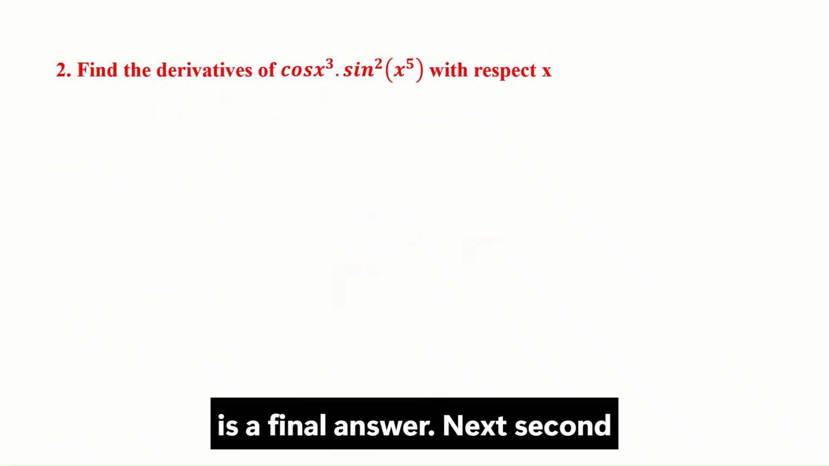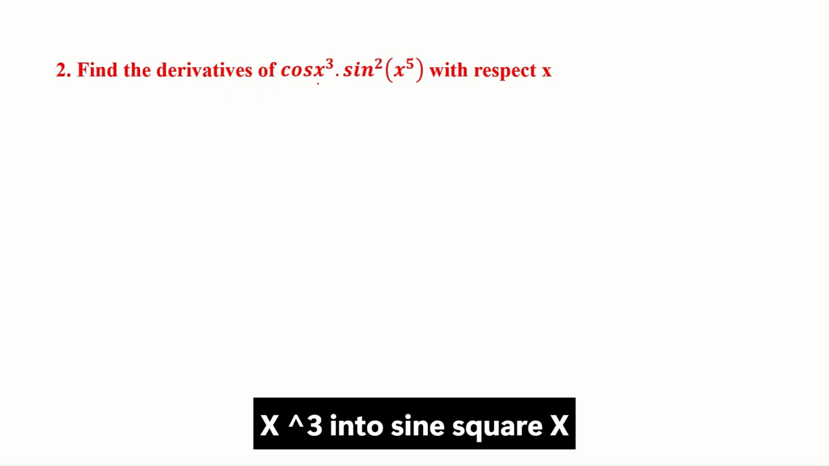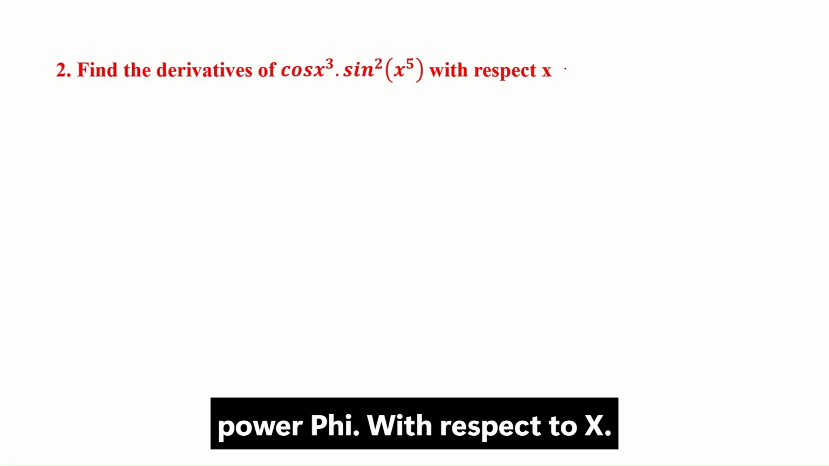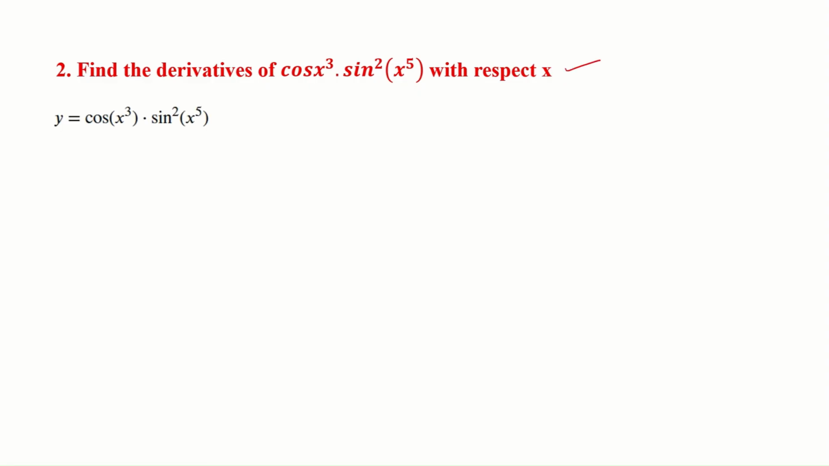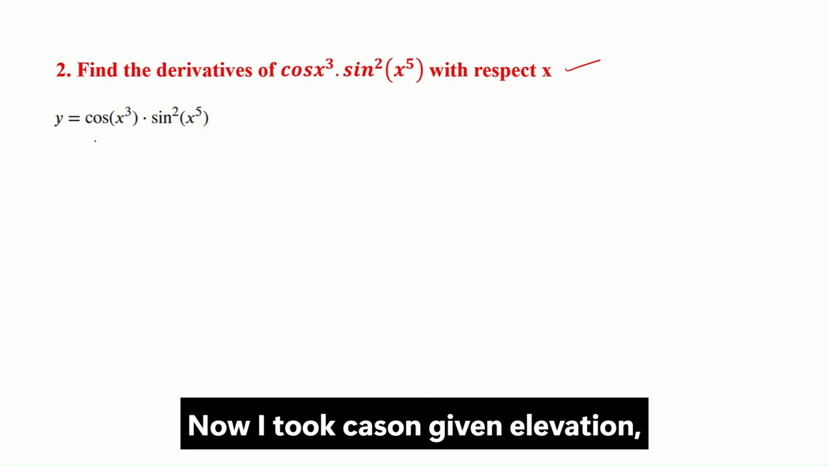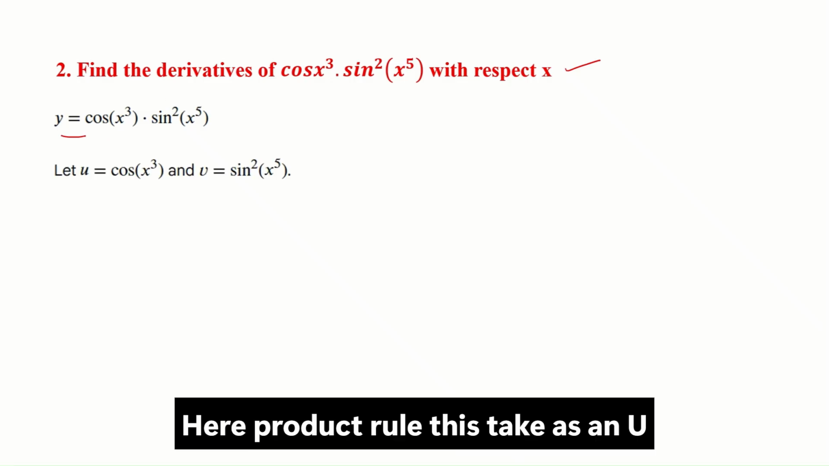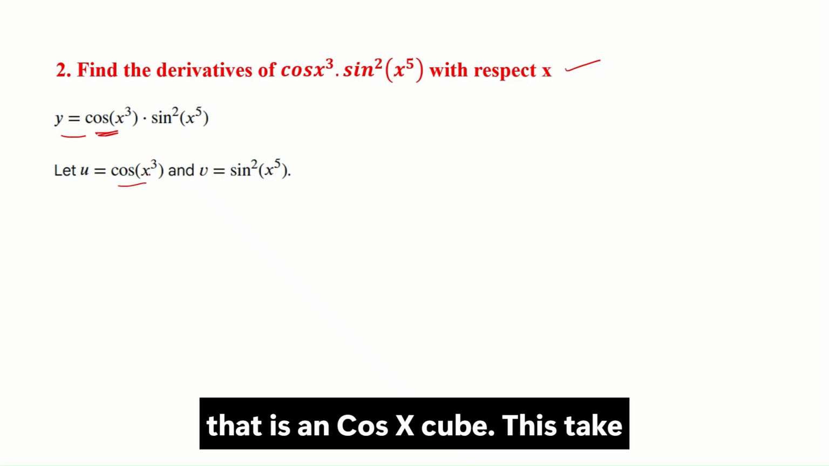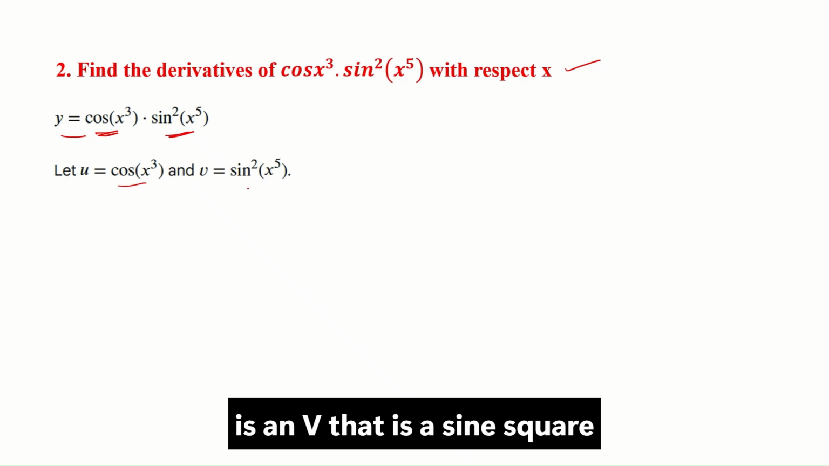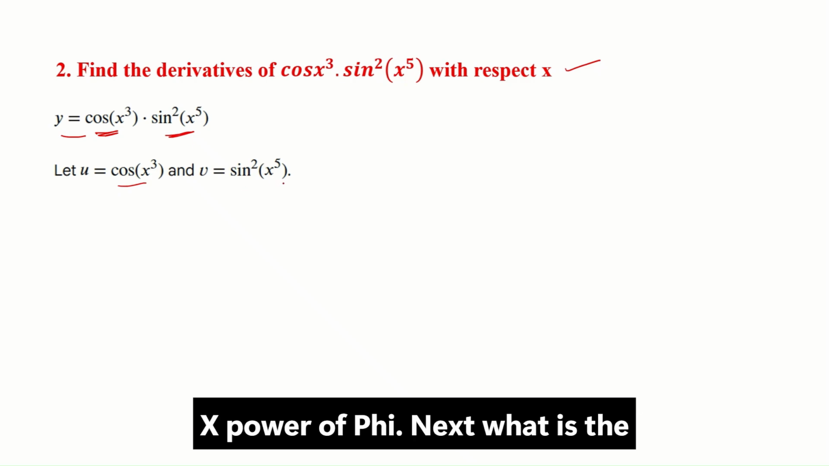Next, the second one. Find the derivative of cos x cube into sin square x power 5 with respect to x. Now I take the given value as y, the function y. Next, here use the product rule. Take u as cos x cube, and v as sin square x power 5.